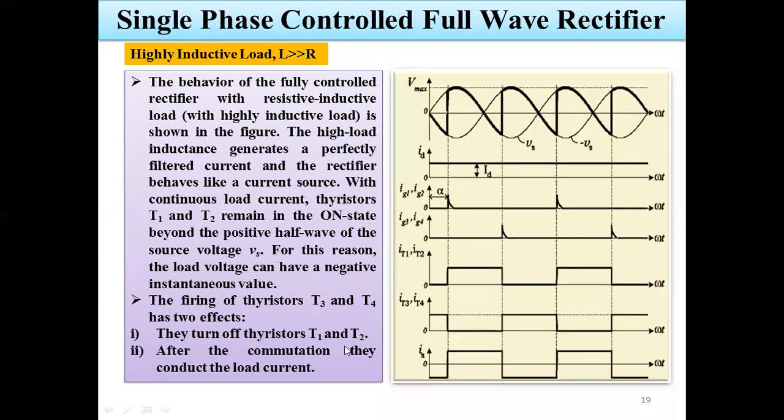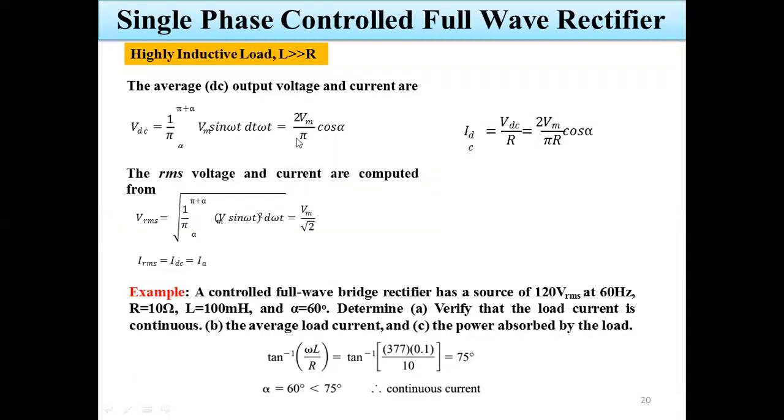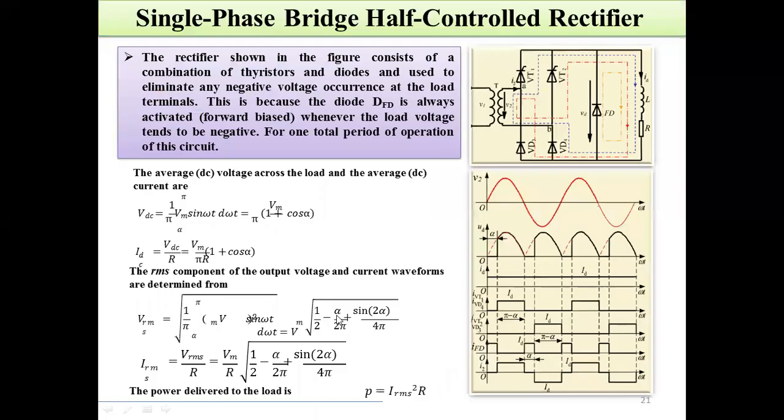These are the conditions. Next, these are the expressions derived for the highly inductive load using a single phase fully controlled rectifier: VDC is equal to Vm by pi cos alpha, and the Vrms is equal to Vm by root 2. IRMS is directly the IA value. If you observe, this is the problem for the RL load, but L has a high value, more than 100 millihenries. The inductance value has to be large.